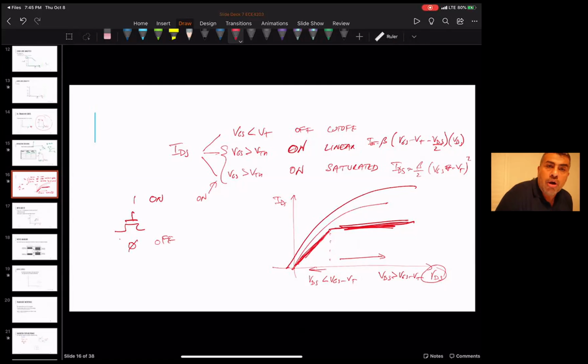So this is where we are. We're looking at how it is acting differently than a perfect switch that's either off or on. It will indeed go through all these regions while it's on, while it's switching, but we pretend like it's not.